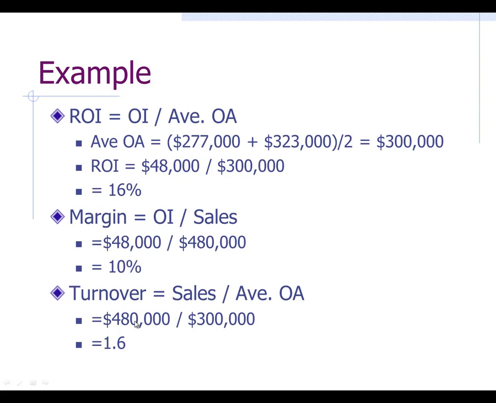For turnover, it's sales divided by those average operating assets. Sales is $480,000. Average operating assets is $300,000. Your turnover is just a number. It's not a percentage. So here our turnover is 1.6. And this just means we were able to convert the average operating assets into sales 1.6 times. So basically 1.6 times, we were able to turn the value of the assets over into the form of sales dollars. So that is your ROI, your margin, and your turnover.